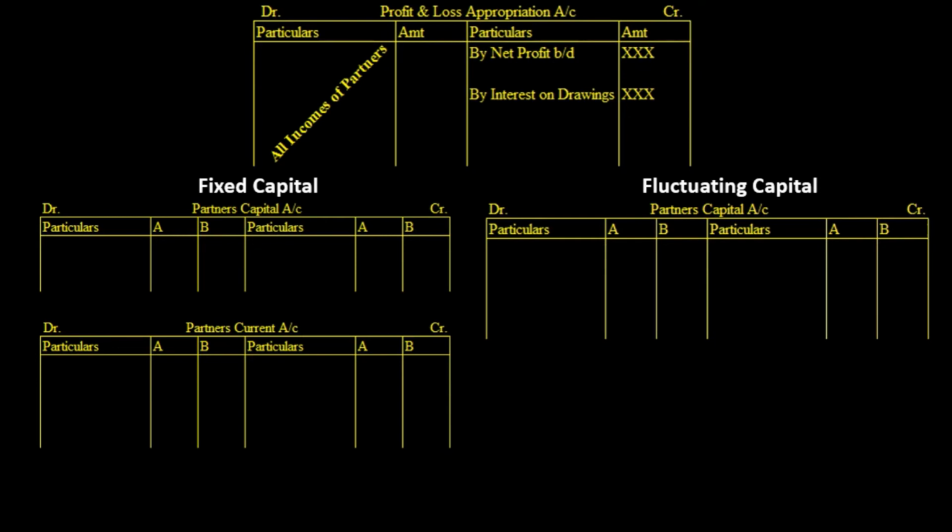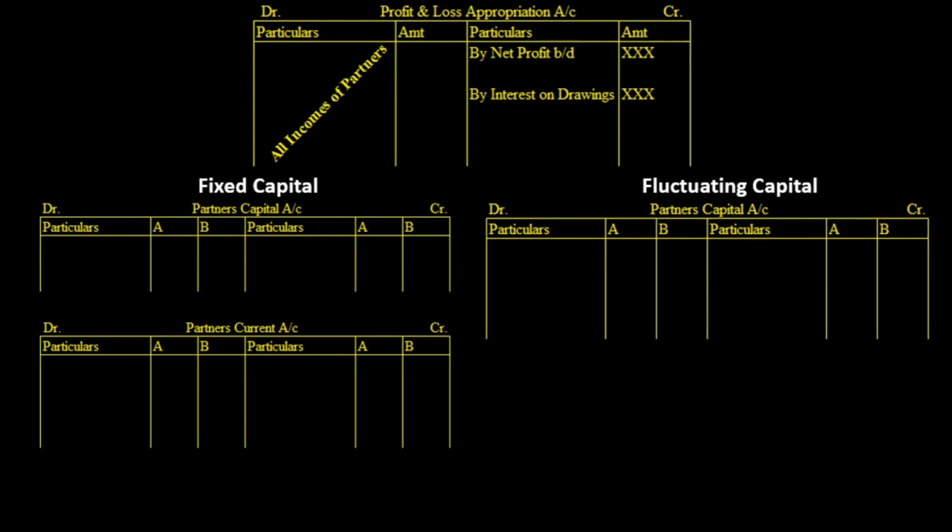On the credit side, the first thing that happens is we bring down the net profit from the profit and loss account. And after that, there is only one item which appears on the credit of P&L appropriation, and that item is interest on drawings. Right? I hope everyone's got this.